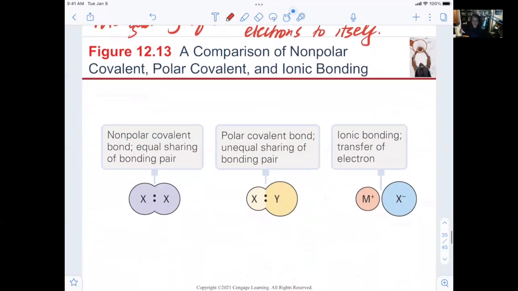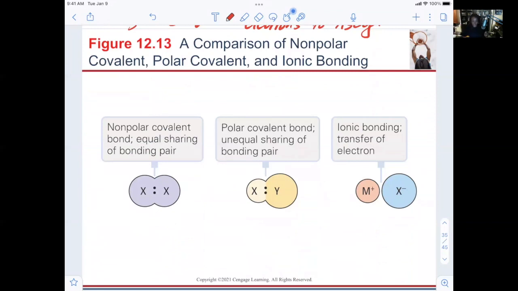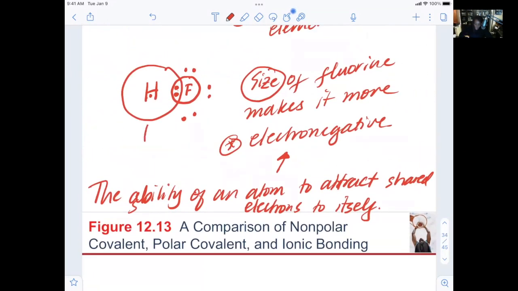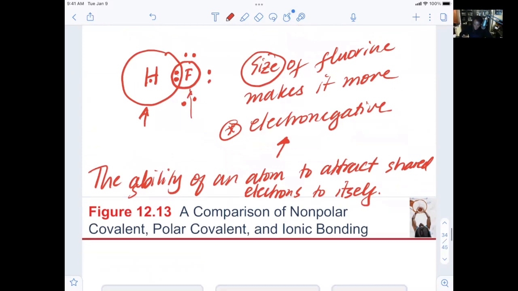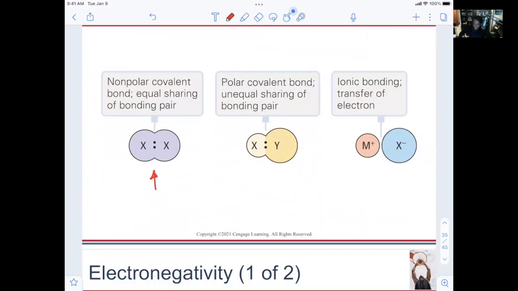Okay, so here we're seeing a representation of the different kinds of sharing. You can see right here that this is funny because this picture shows the opposite of what I expected, right? Over here, I'm showing you the atomic size. What they're showing here is very different from the atomic size. They're actually showing you something completely different. Over here, they're showing you a nonpolar covalent bond, and they're showing you equal sharing of bonding pair.